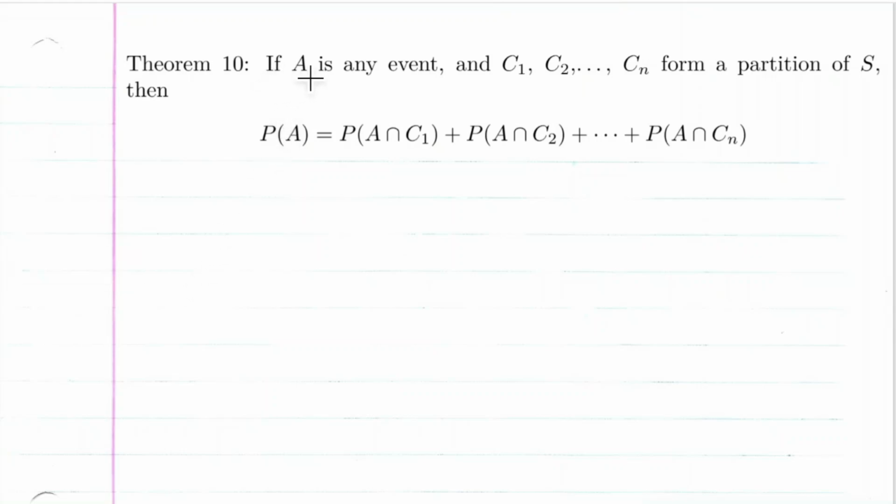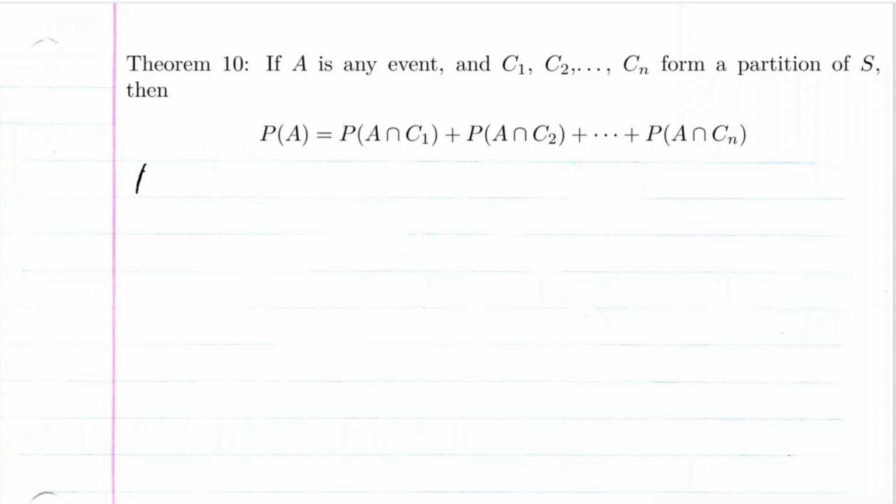Okay, so we're going to prove that if A is any event and C sub 1, C sub 2, all the way to C sub n form a partition of S, then we know the probability of A is equal to the sum of all these probabilities here, right? So this theorem is just the general version of the two previous theorems. So we're going to use those two previous theorems in order to prove this theorem.